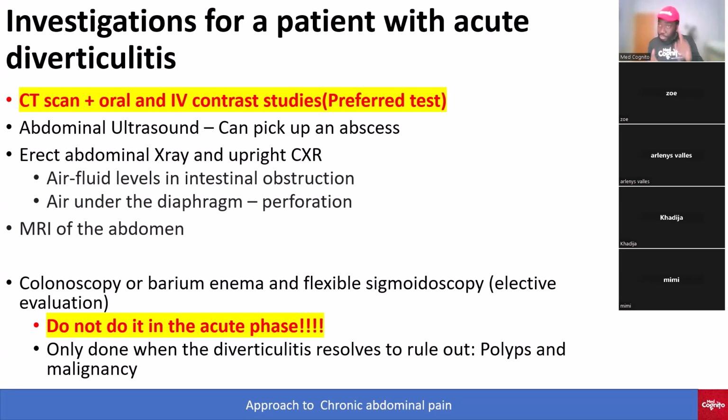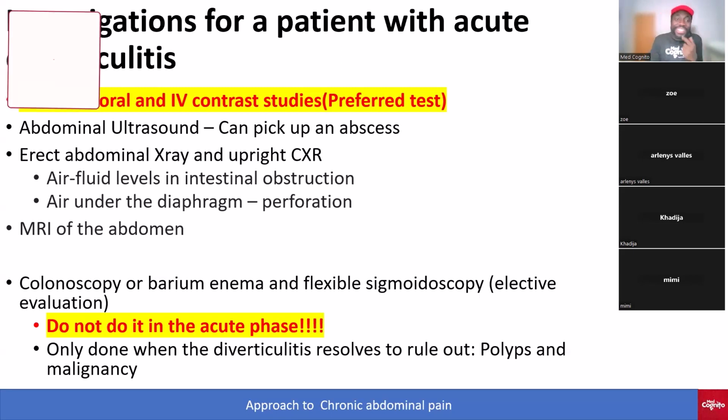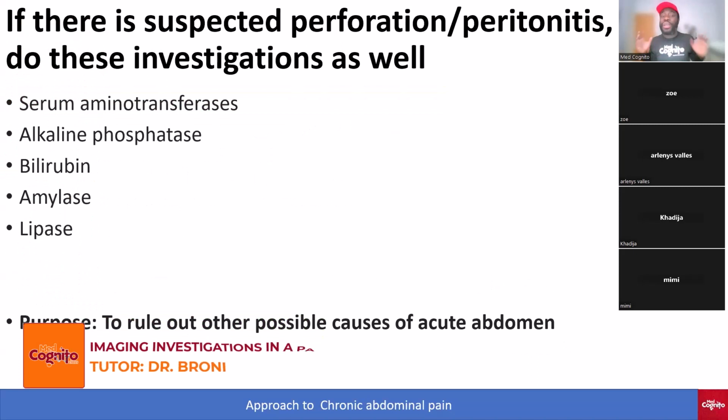So colonoscopy should be done in a patient who has diverticulitis, and we are going to learn about that. But in the acute phase, if you see colonoscopy in the acute phase, please run away. Don't choose it. Don't do it. Doctors, please, am I making myself clear? If the patient is presented with acute diverticulitis, abdominal pain, fever, C-reactive protein is high, and all those things, and you see colonoscopy as one of your answer options, please run away. Tell yourself that Dr. Boni says I should run away.